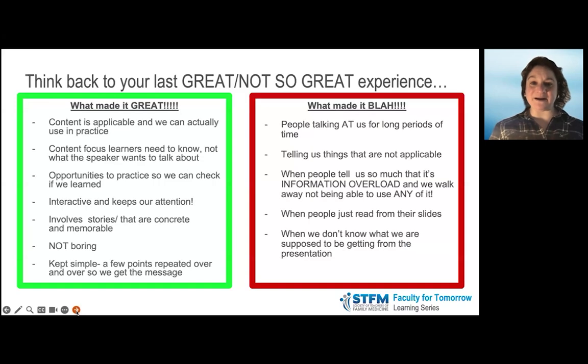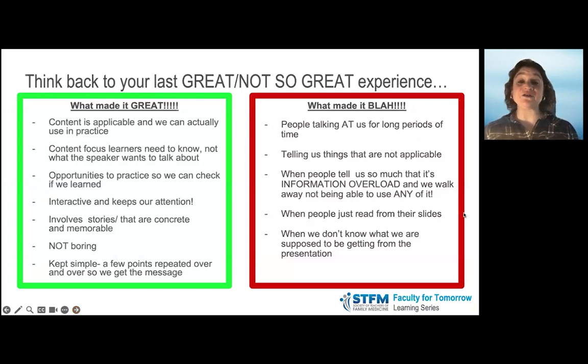What made it so great? People have said that the content was applicable and we can actually use it in practice. The content focused on what learners need to know, not what the speaker wants to talk about. There were opportunities to practice so we can check if we learned. It was very interactive and it kept our attention. It involved stories that are concrete and memorable. It was not boring and it kept to a very few simple points repeated over and over so we got the message.